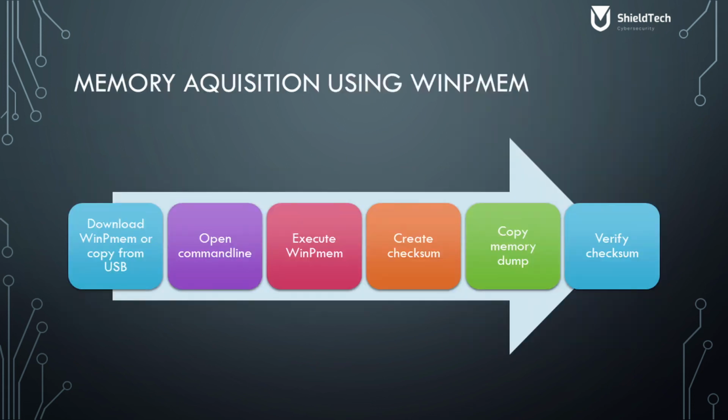Let's examine the steps required to create a memory dump in Windows using WinPmem. First, we need to download WinPmem or copy it from a USB drive. Once this is done, we'll open up a command line as administrator and execute WinPmem. When the collection process is completed, we'll create a checksum of the evidence, copy the memory dump, and verify the checksum to ensure the integrity of the evidence.